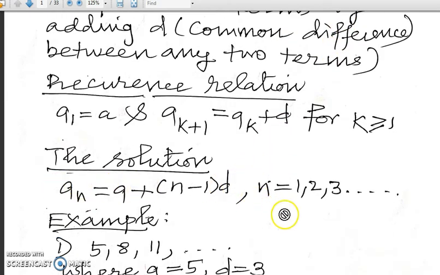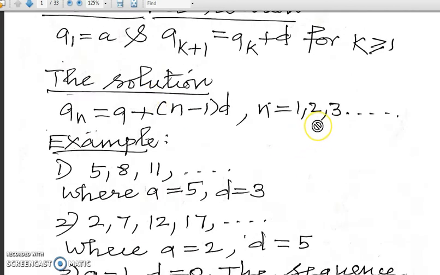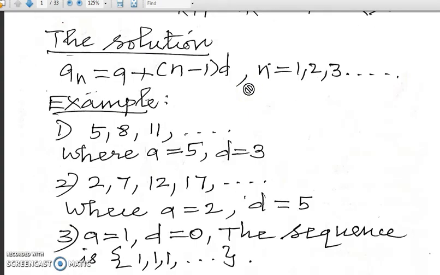Now let us check here. When n is equal to 1, we get a1 equals a plus 0. When n is equal to 2, a2 equals a plus (2 minus 1) times d, a plus d, the second term we get here. Now you put n equal to 3, you get a3 equals a plus 2d. So that's what we are getting here, the sequence.